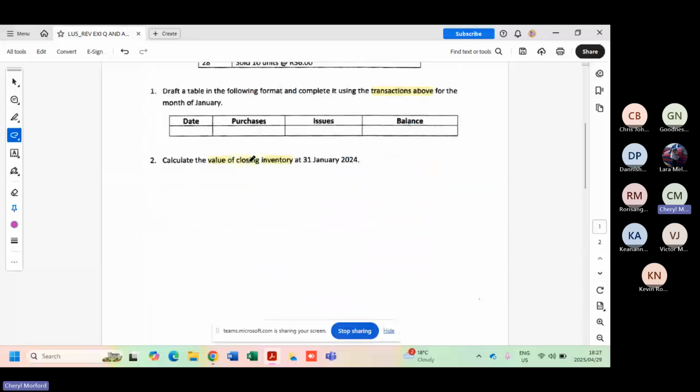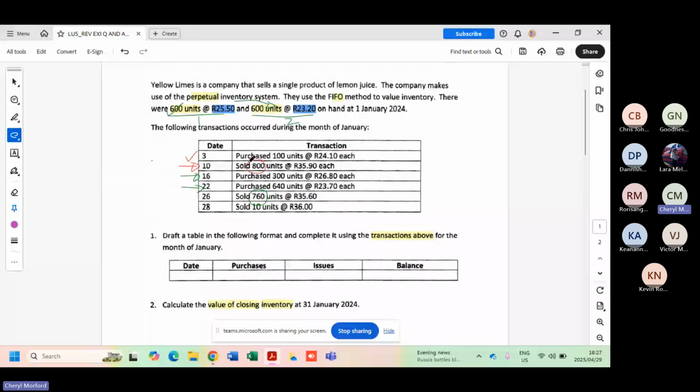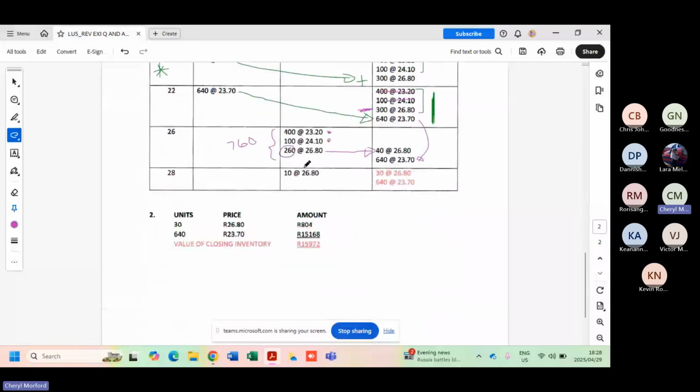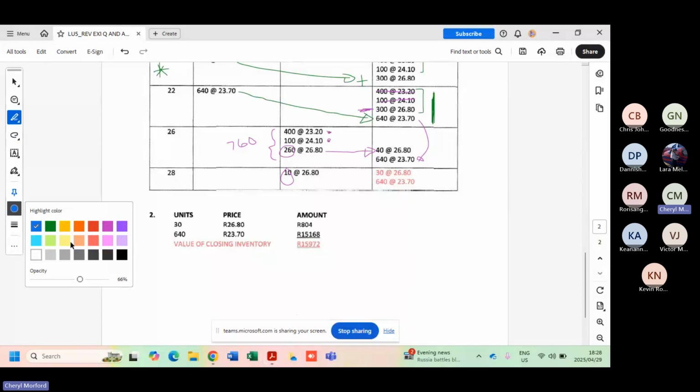Right, let's try another one. On the 28th, a further sale, this time only of 10 units at 36 Rand. So we're going to come here in the issues column. We're going to put the 10. And where is the 10 coming from? We're looking at this batch over here. Let's just maybe highlight it so that you can see it a bit.